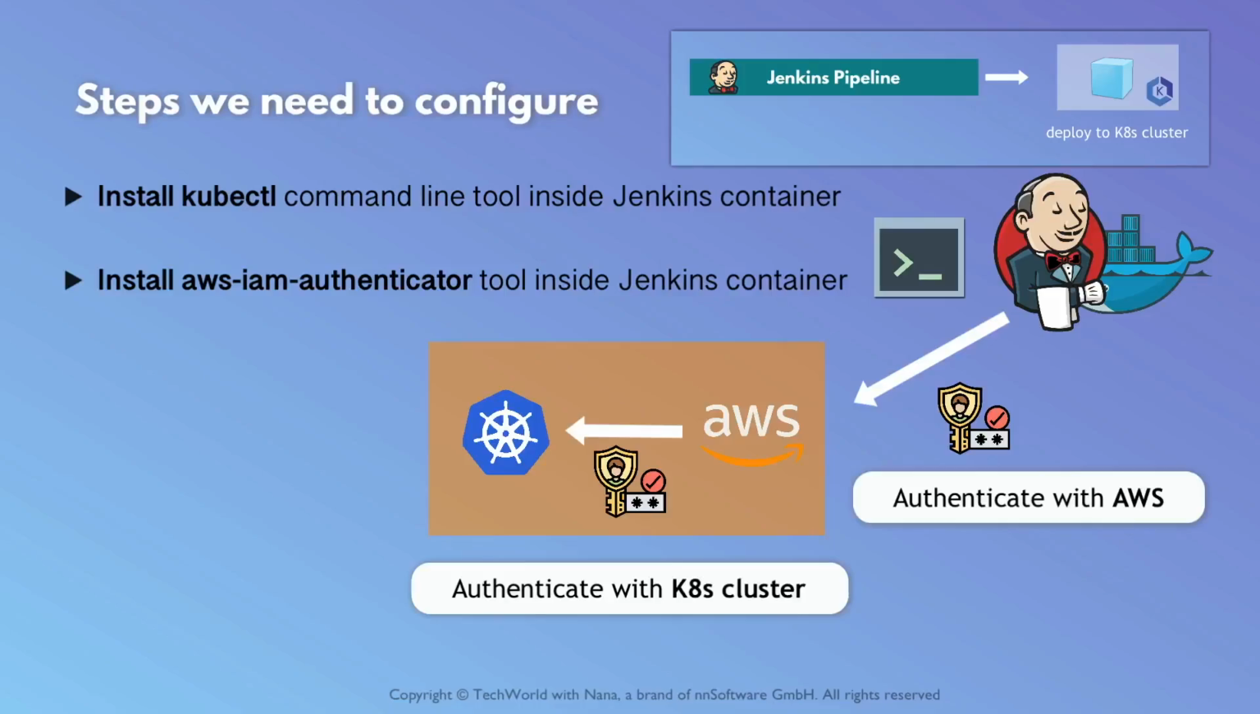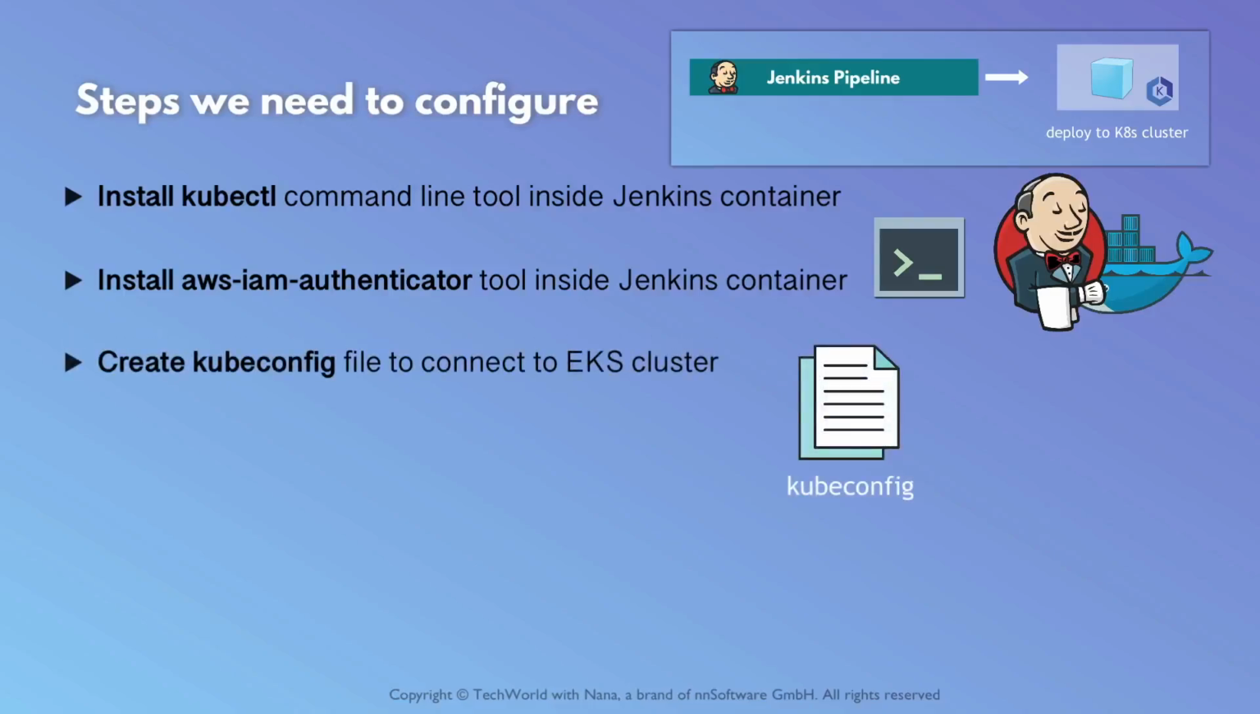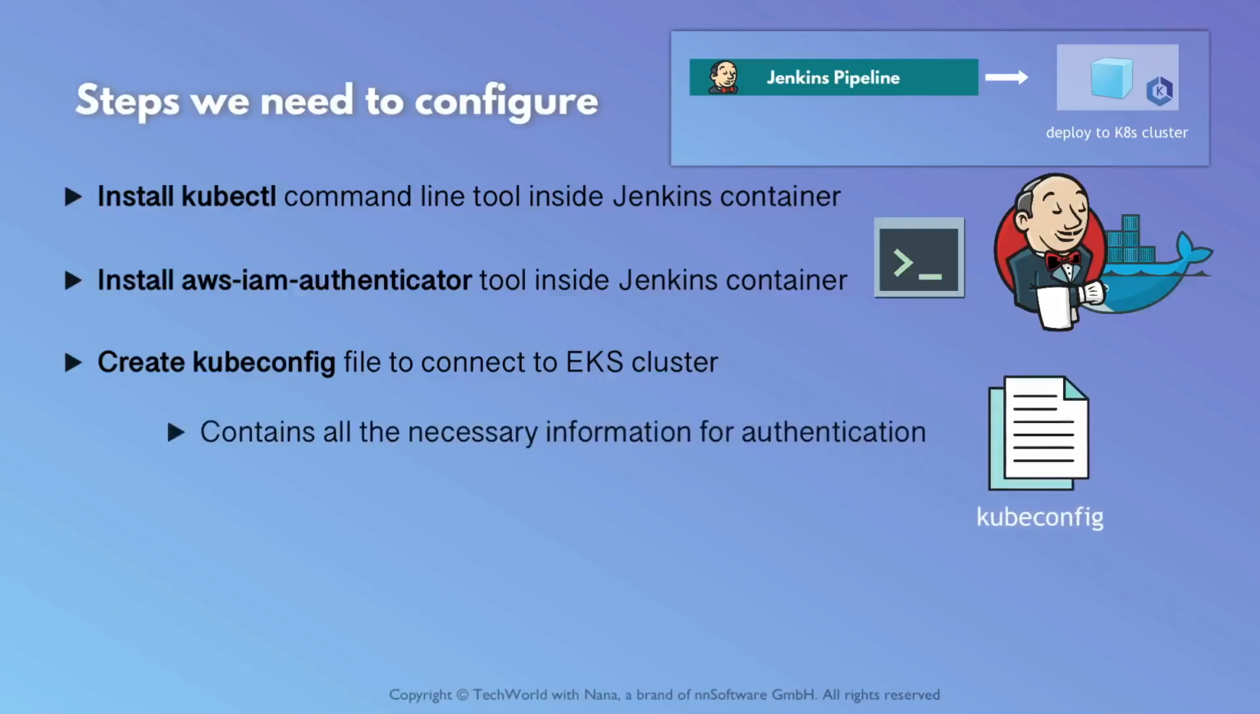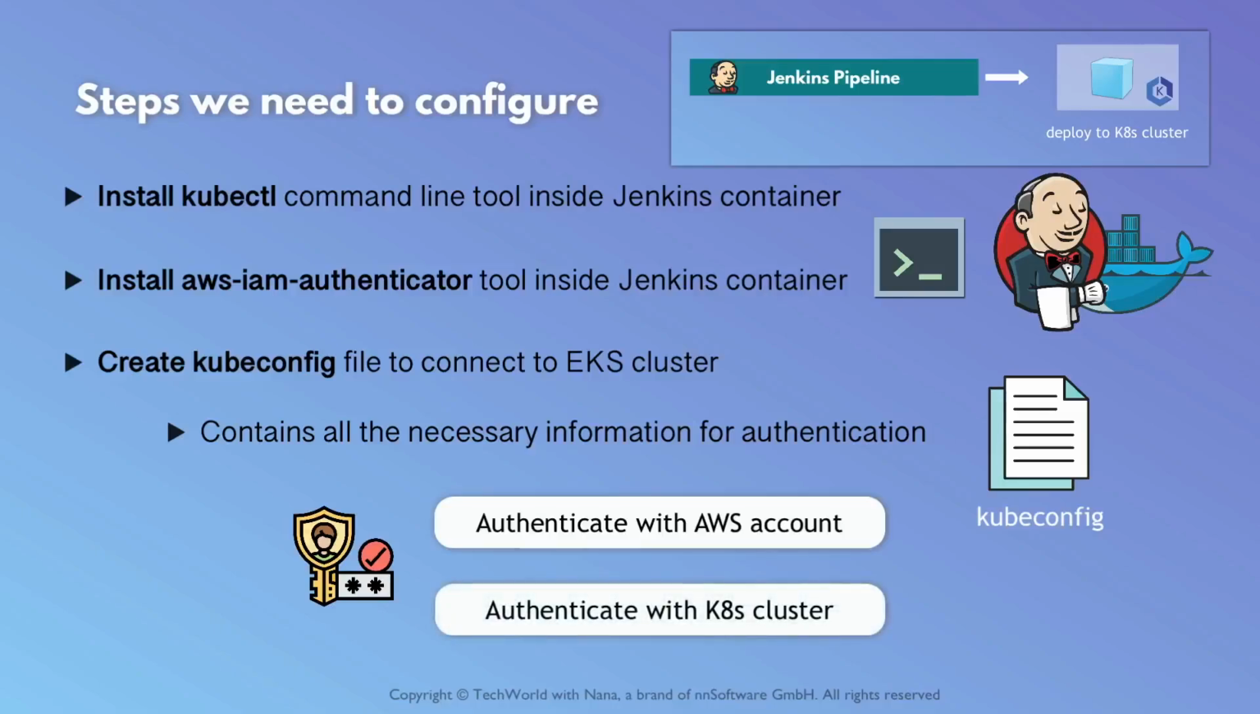Once we install those 2 command line tools, then we're going to need to create a Kubernetes config file for connecting to the cluster. So basically, this is an alternative to creating credentials inside Jenkins, which we used to do using Jenkins UI. Now we're going to go inside Jenkins container directly, and we're going to create a config file that will contain all the information it needs in order to authenticate with AWS account using the AWS IAM Authenticator command line tool, and also with the EKS cluster that we have created. So we're going to manually create this file.